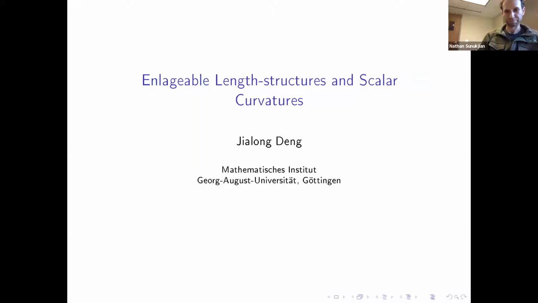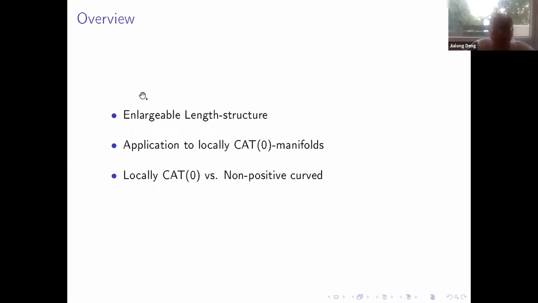Thank you so much for the introduction, and thank you for allowing me to speak here. I'm talking about enlargeable length structures and scalar curvature. It's all more about the geometry. First I will define what a length metric is, then define the enlargeable length structure, and then apply it to locally CAT(0) metrics. Finally, I will show that there is a difference between locally CAT(0) and non-positively curved manifolds.